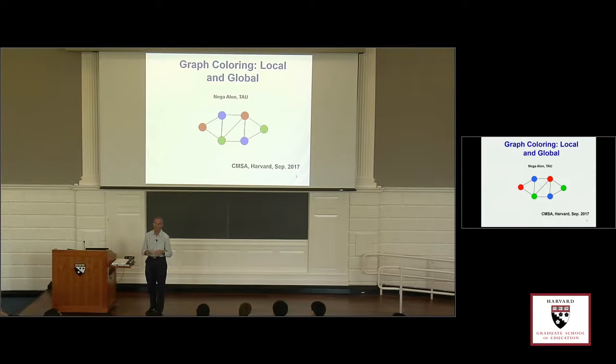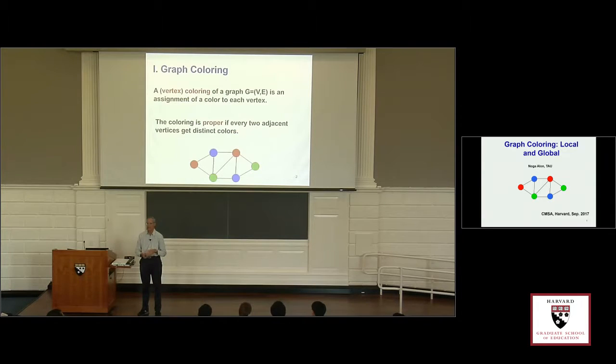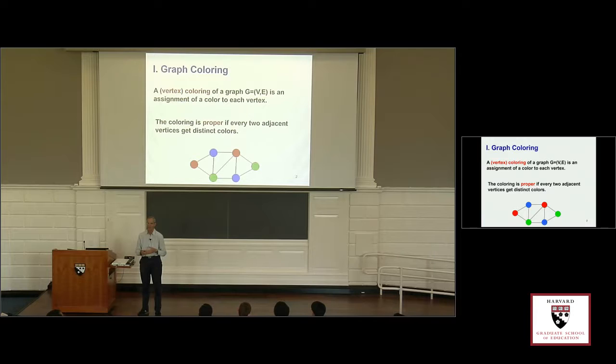I'll talk about graph coloring, local and global. And let me start just by setting the notation. So my graphs will be finite and undirected. And I always denote a graph by a pair, V, E. V is a set of vertices, E is a set of edges.